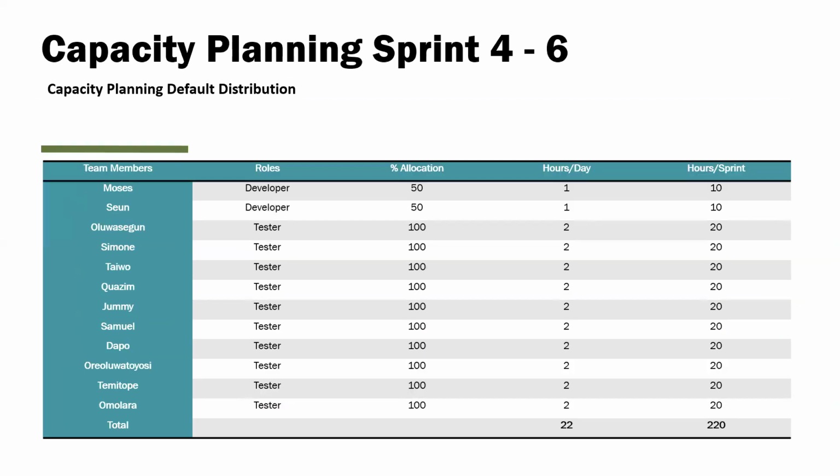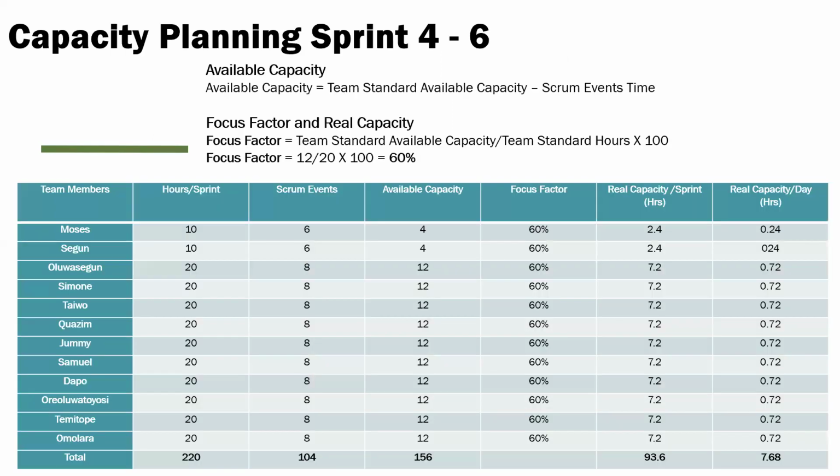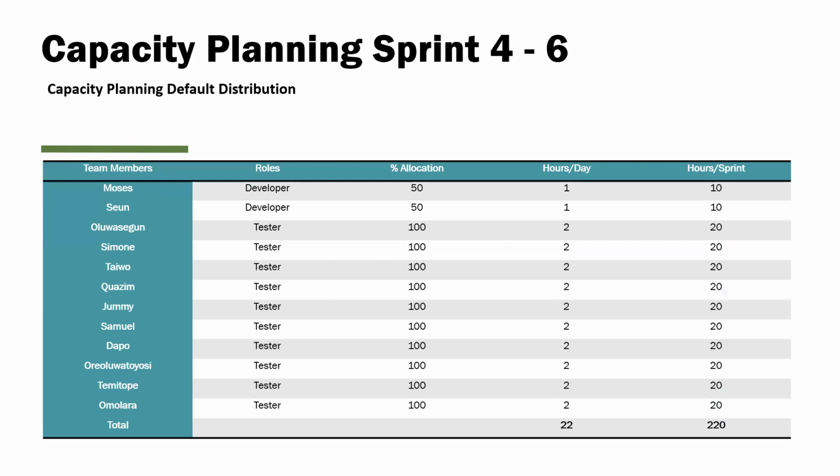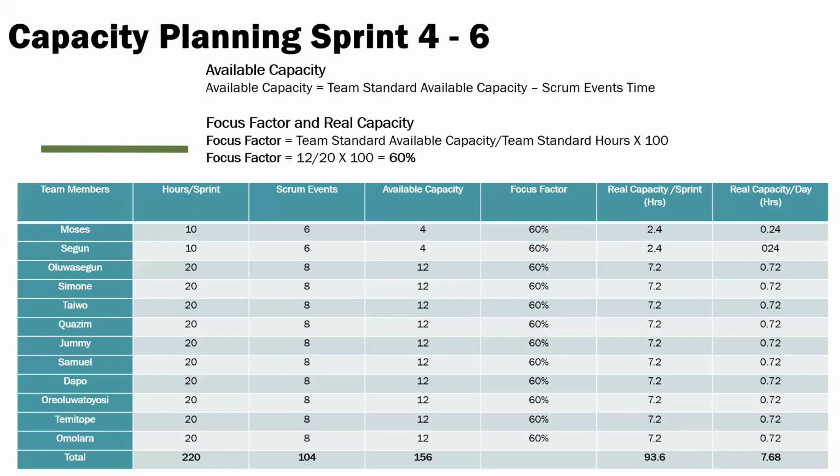Then when we moved on to sprint 4, from sprint 3 actually, we had to readjust the capacity planning. In sprint 3, we didn't really change the capacity planning, but by sprint 4, we adjusted the timing to adopt the 2 developers that we had. And these were the calculations. We had the default distribution. Then we calculated the available capacity. Then we calculated the focus factor, and we were able to get the real capacity, which is what we utilized from sprint 4 to sprint 6.